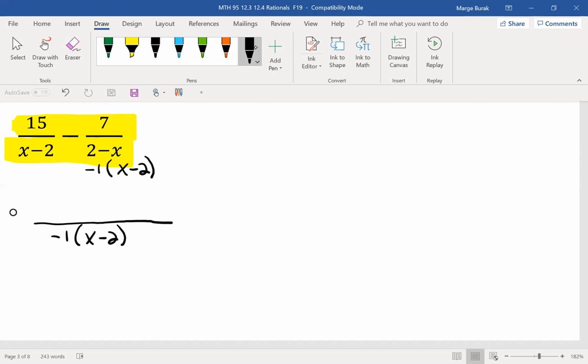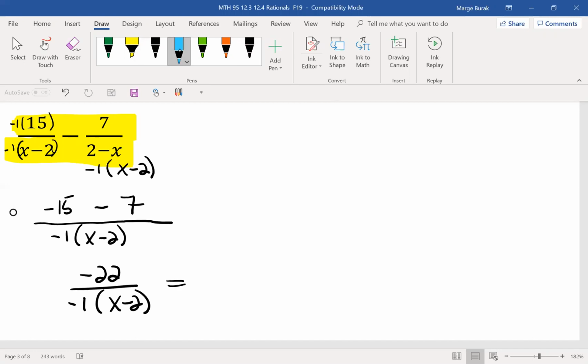And so this one we need to times by negative 1. And we also need to times this by negative 1. Okay, so that will give us a negative 15. And then this one is just fine the way it is, so we'll just do minus 7. And that gives us a negative 22 over a negative 1 times x minus 2. And this negative will cancel, and that 1 will disappear. So our final answer will be 22 over x minus 2.